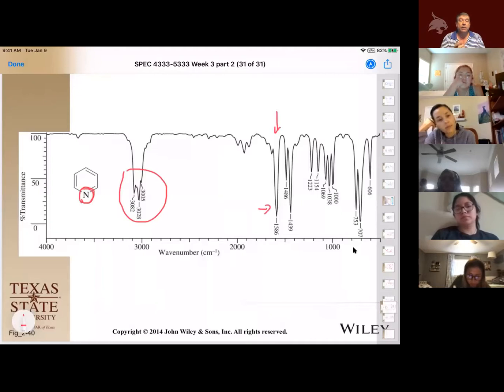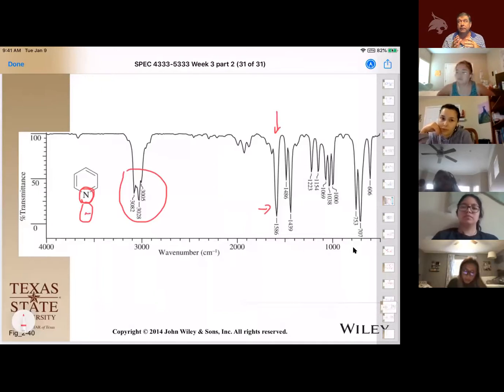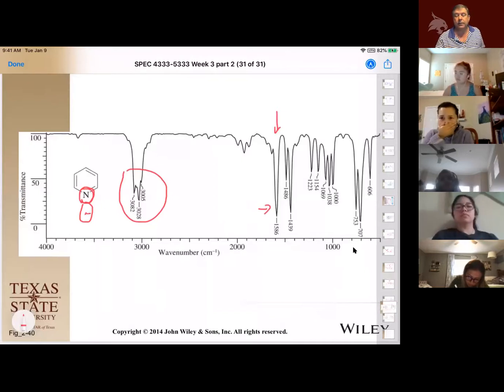Remember that the aromatic ring is not exactly the same, because we have the electrons from the nitrogen contributing to the aromaticity, and then we also have a lone pair sticking out here that contributes to basicity. That combination of not being the same electronic structure as carbon shifts that peak down slightly. We see that in other heterocycles as well.